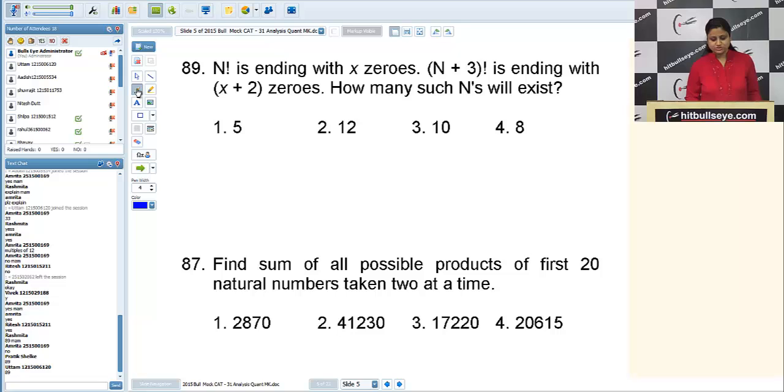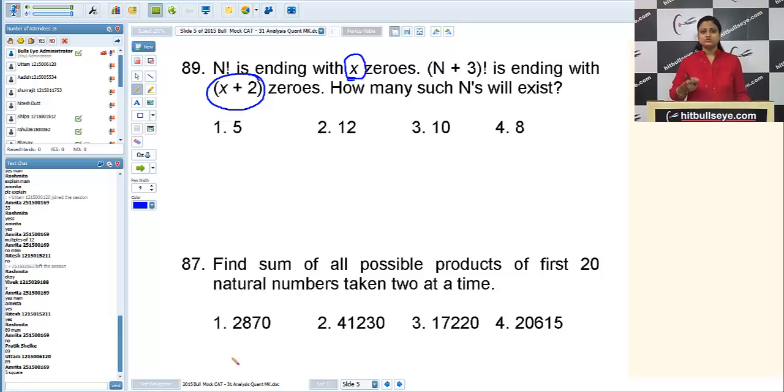It says n factorial is ending with x zeros. n plus 3 factorial is ending with x plus 2 zeros. See the number of zeros here. Here we have x zeros, here we have x plus 2 zeros. It means we need 2 zeros extra. If we need 2 zeros extra, we need 10 into 10, I mean 10 twice. If you want to make a 10, you need a 5. To make a 10, you need 2 and 5, but 2 occurs frequently. So we will concentrate on 5 only.